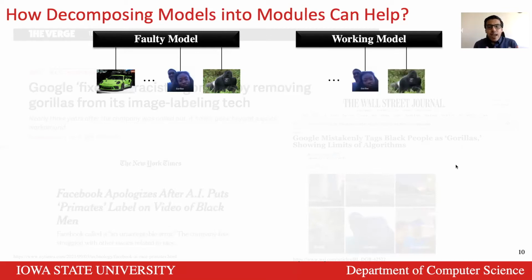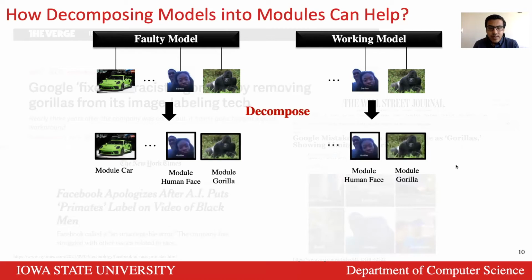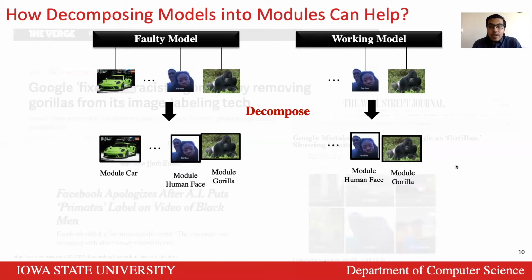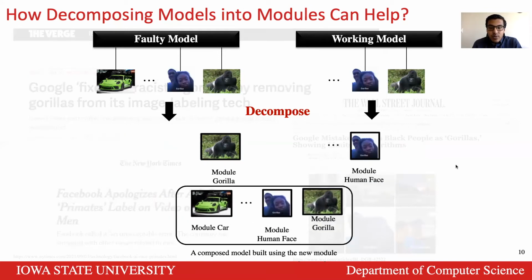Also, suppose we have another working model trained with the same or a subset of the dataset, having the gorilla and person output labels. This latter model does not exhibit the behavior present in the faulty one. If we can decompose both models, we can replace the faulty gorilla module with the working gorilla module that does not exhibit the incorrect behavior.